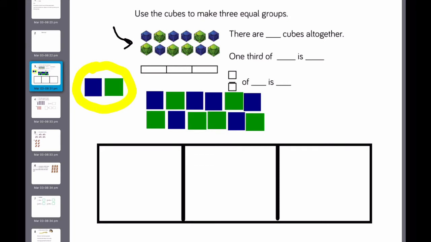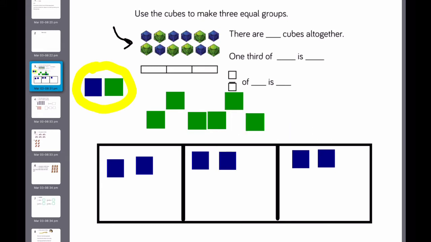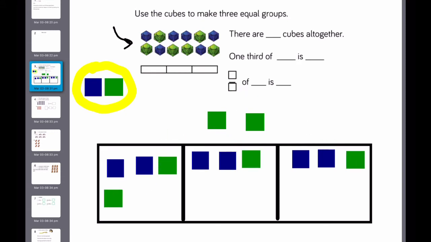Let's use our sharing boxes to help find a third. So remember, when we're looking at fractions, every part must be equal. So one blue one in this one, blue one there, one blue one there, one blue one here, another blue one in the middle, and one at the end. Green, green, green, green, green, green. Are those thirds equal, Year 2? Yes. Let's count how many cubes there were altogether.